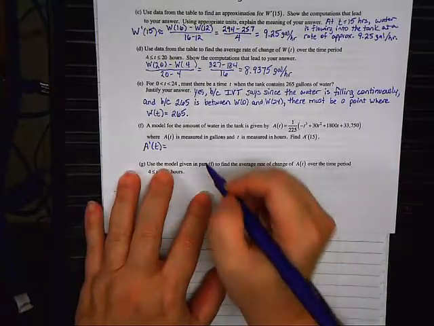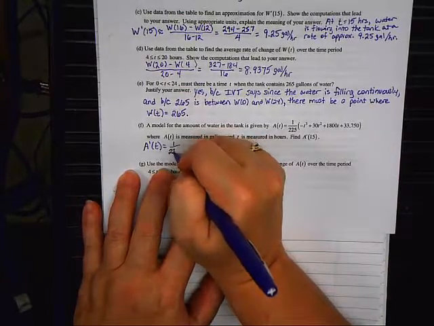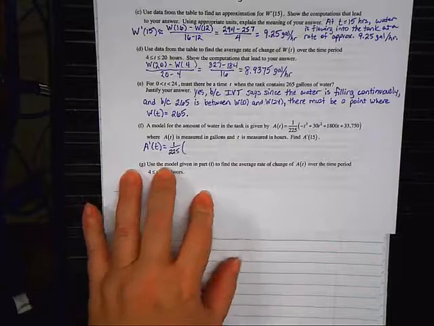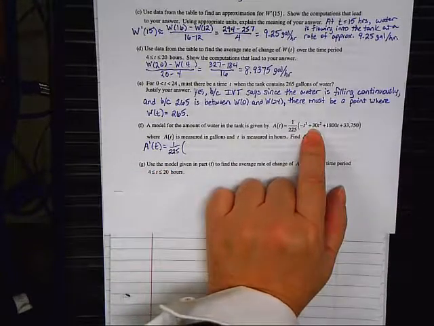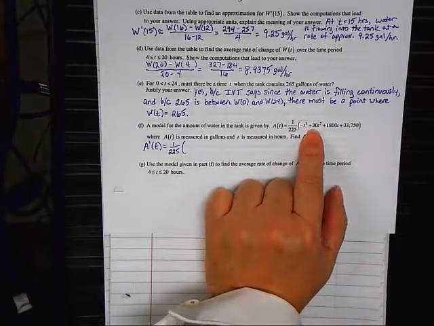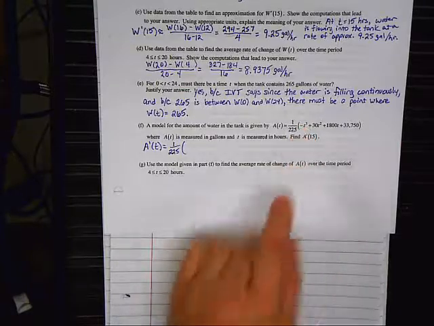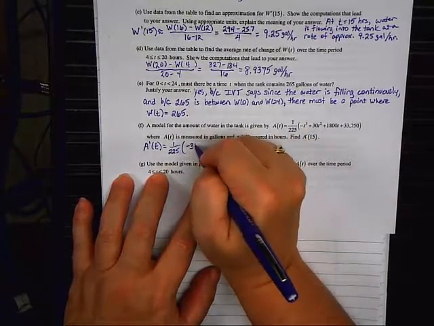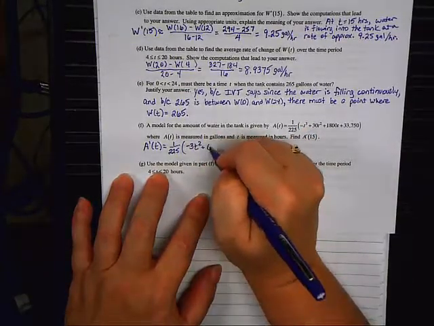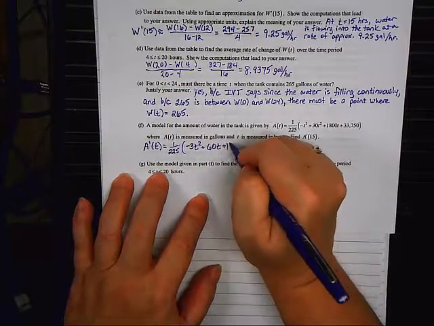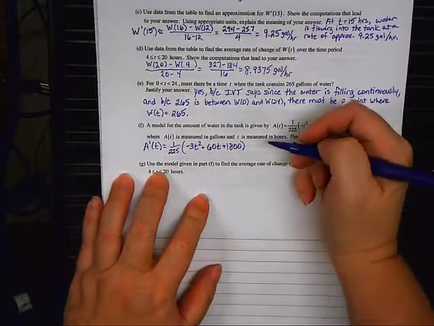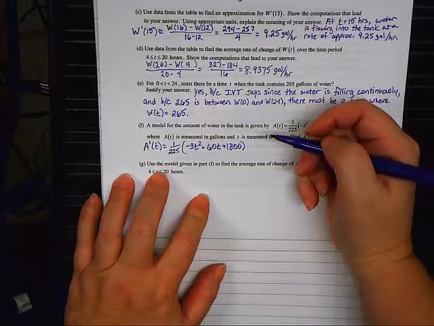So that's what we're going to do. 1 over 225 times. All right, let's get the brains going again. What's the derivative? Tell me. Negative 3t squared plus 60t plus 1800. Yes, your brain still remembers calculus.